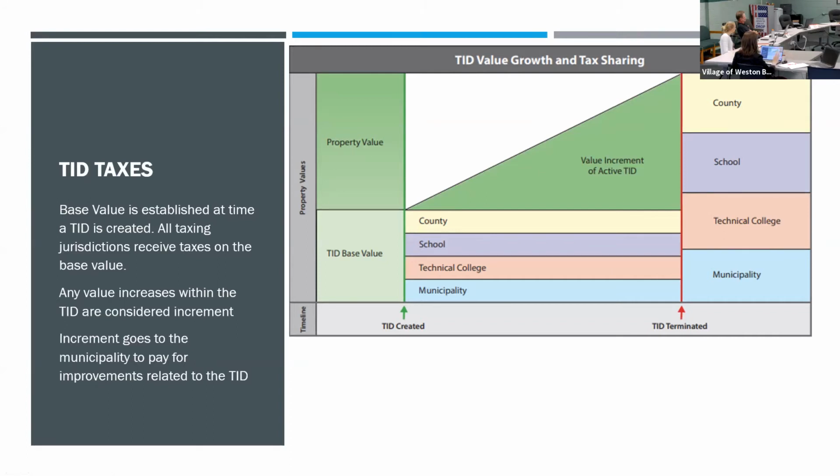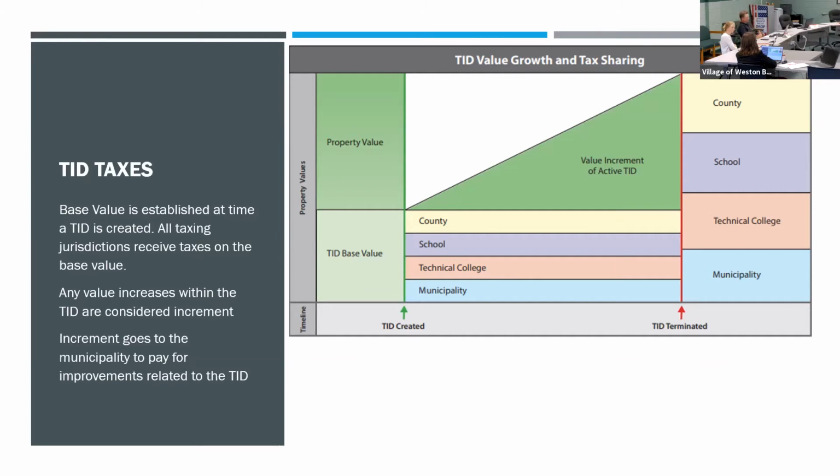When you first create it, you set the base value. The base value is the current value of all of the properties in the TID that exist the day that you create it. All of the taxing jurisdictions get to keep their base value. So right now, we get to keep the portion of our taxes on that base value, and so does the county, the school, and the tech college. Then any additional development that occurs in that area is considered increment.